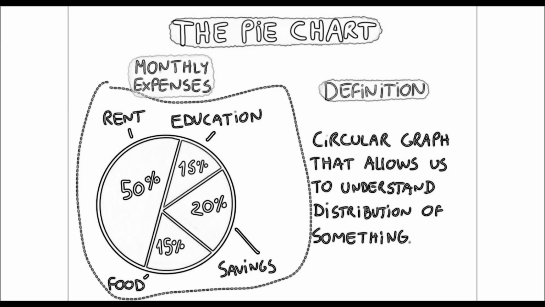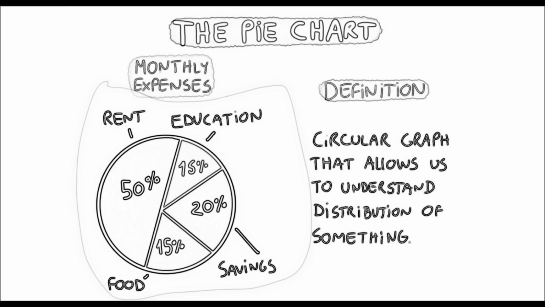Now, right now you're seeing the monthly expenses of a person. So now I know this person spends 50% in rent, 15% in education, 20% in savings, 15% in food. Now, in trading, maybe it's not so useful because you're not going to be looking at price charts and doing technical analysis using pie charts.